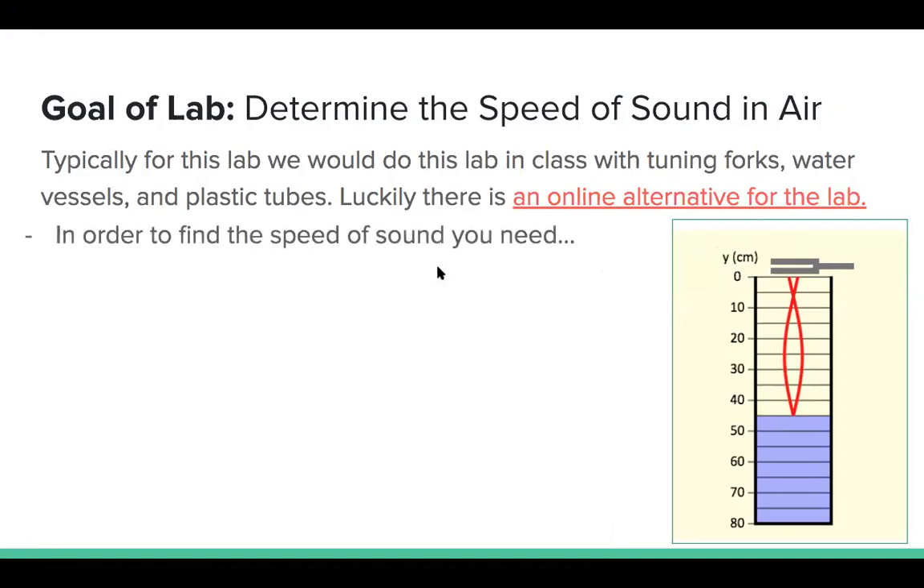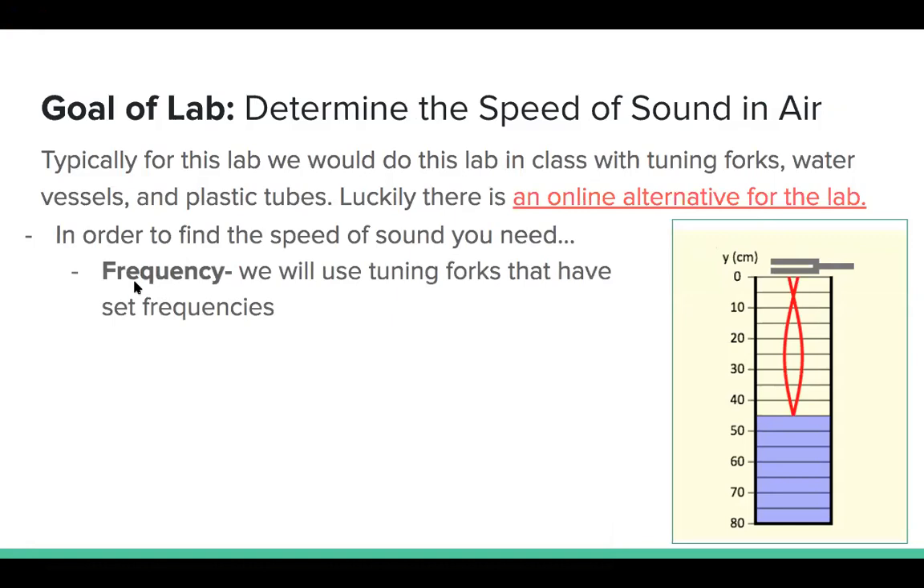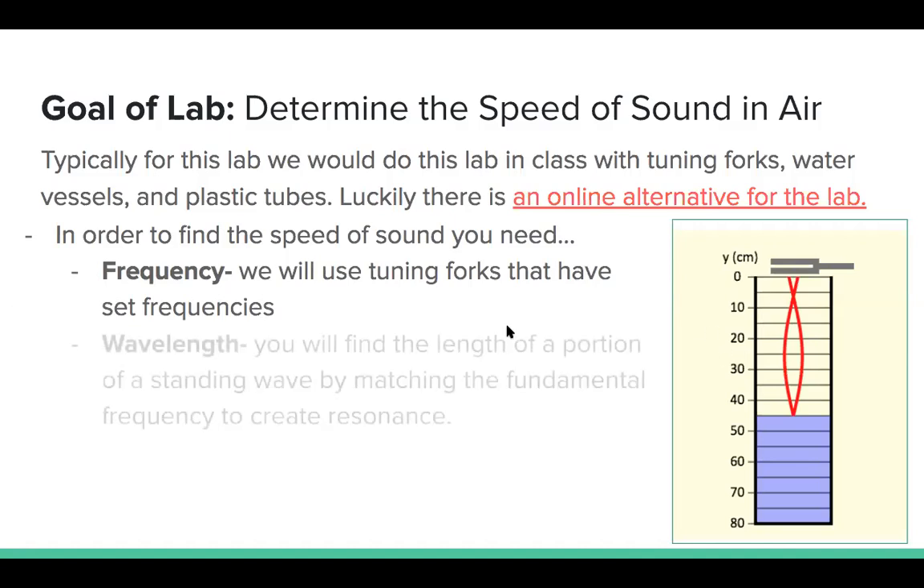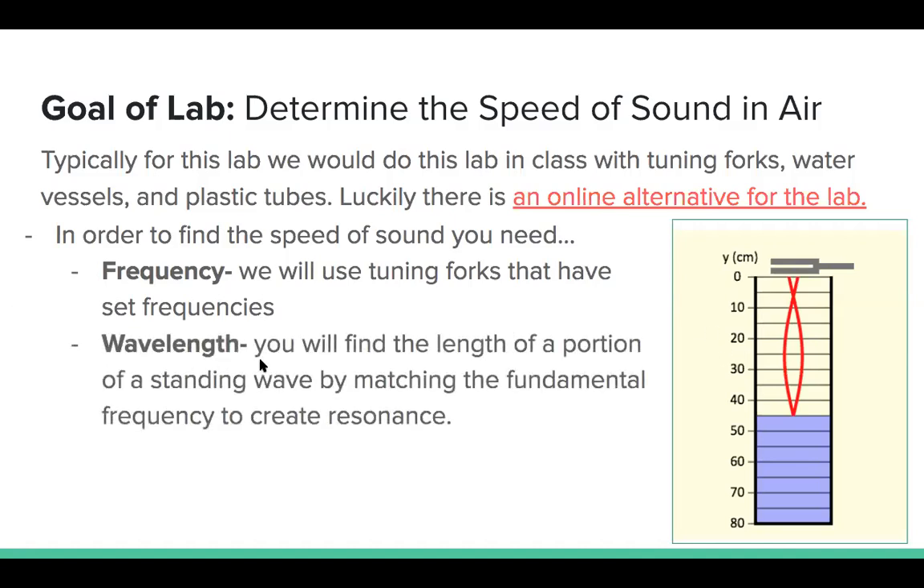In order to find the speed of sound, a reminder, you need two values. The first one is the value that represents the tone, which is going to be the frequency. We're going to be using a few different tuning forks that create set frequencies, meaning that no matter what, when you hit the tuning fork, it makes one pitch the entire time. To find the wavelength, we're going to be trying to match the length of the tube with the fundamental frequency of our tuning fork to create resonance.